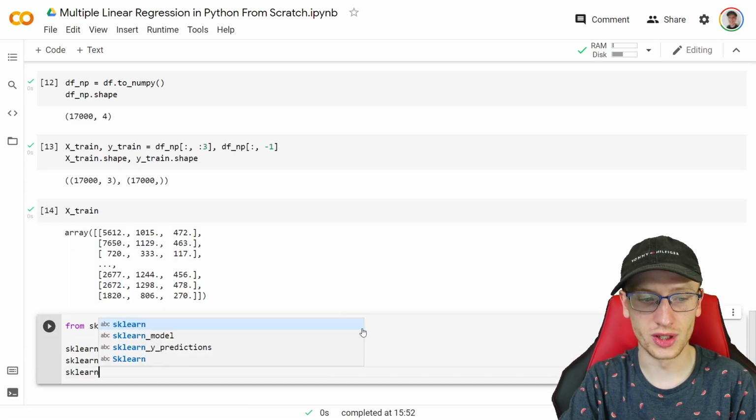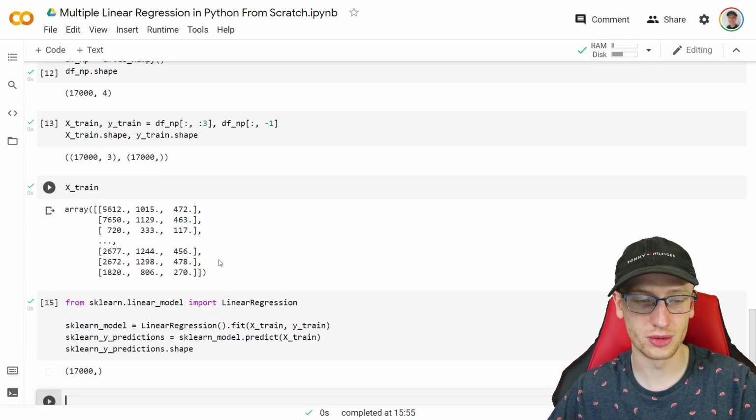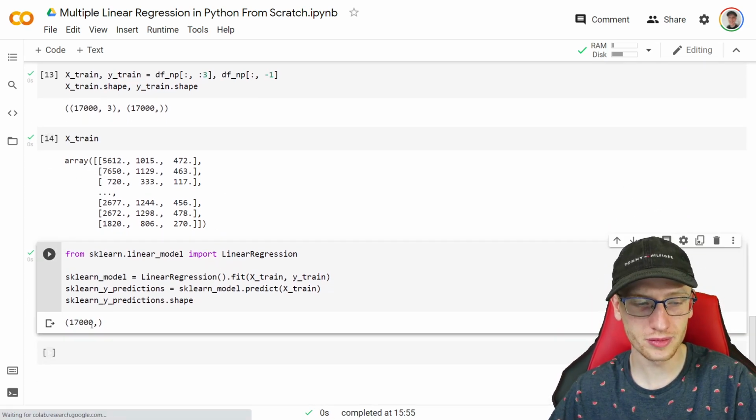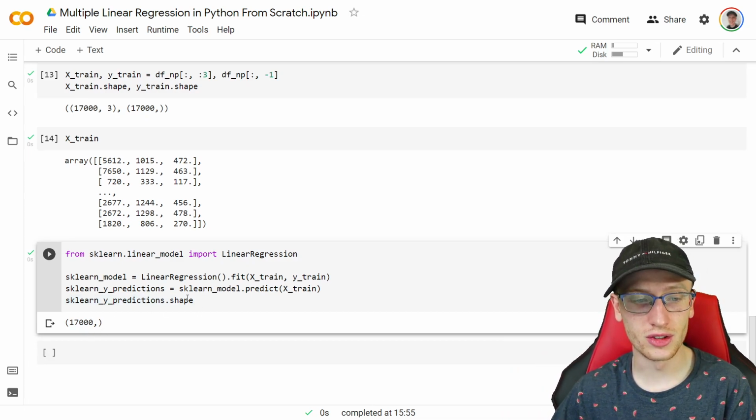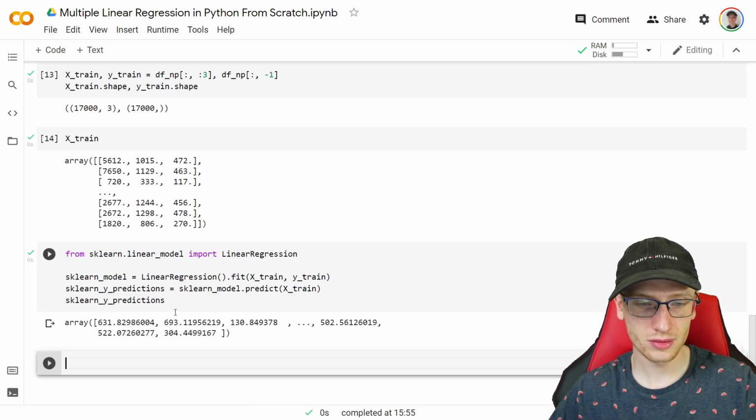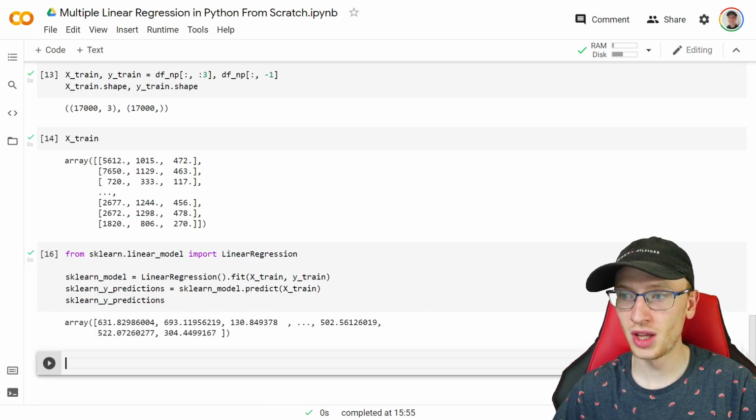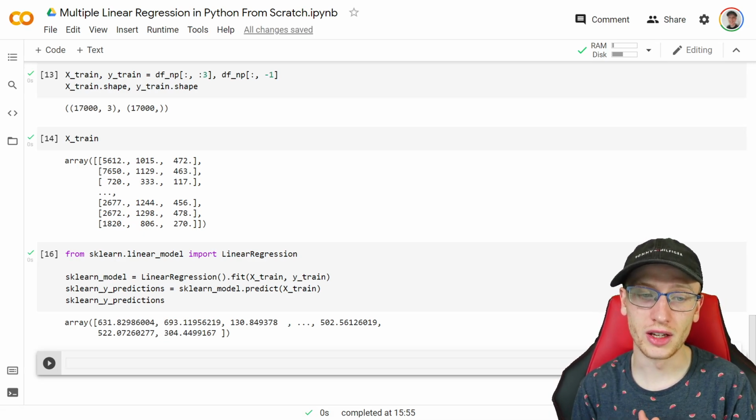If we check sklearn y predictions.shape, it's a NumPy array this time, just a vector. A vector means just a long list of information. So 17,000 values. Okay, we have 17,000 predictions, and I can do this again safely. Here are the actual predictions.